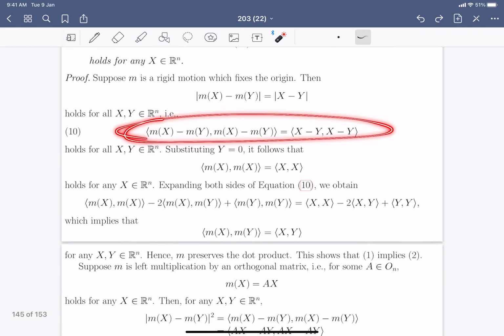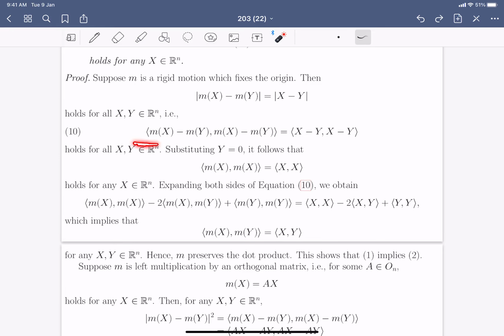So if you look at this equation, you can expand it using the property that the dot product is linear in both coordinates. Using that, one can show that this quantity is equal to the dot product between mx and mx, minus twice the dot product between mx and my. Here you're using two facts: that the dot product is additive in each of the coordinates, and that it is commutative in these two coordinates.